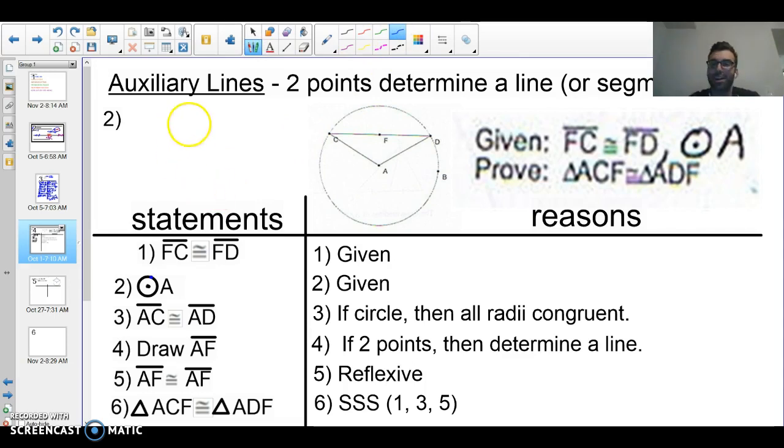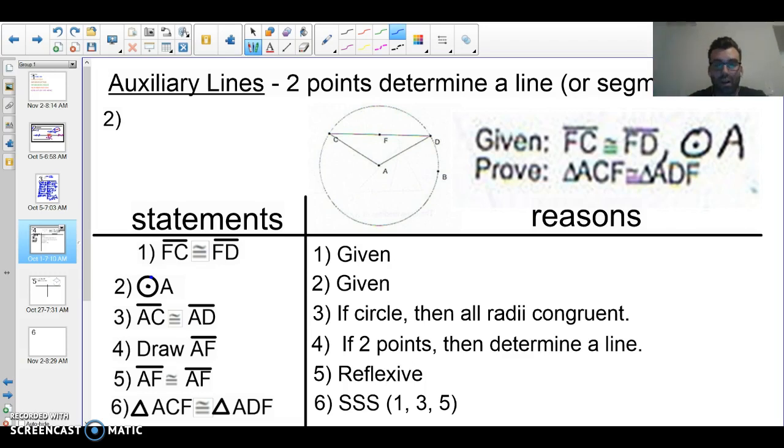Auxiliary lines, right? Auxiliary lines can be formed. It's a segment or ray that can be formed by joining 2 points. So if I have this triangle here, I want to prove that triangle ACF is congruent to triangle ADF. But I don't have 2 triangles. I only have 1 triangle, right?